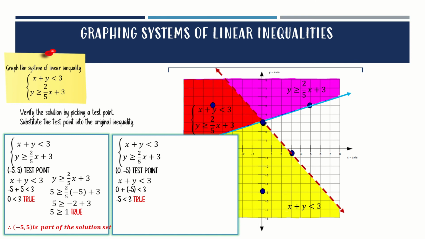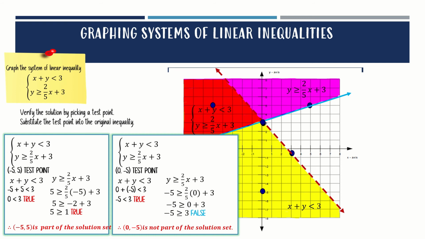And then substitute it into the second inequality. We have negative 5 is greater than or equal to 2 over 5 times 0 plus 3. The result is negative 5 is greater than or equal to 3. And negative 5 is not greater than 3. It is less than. Our test point 0, negative 5 did not satisfy the inequality y is greater than or equal to 2 over 5x plus 3, but it satisfied the inequality x plus y is less than 3.